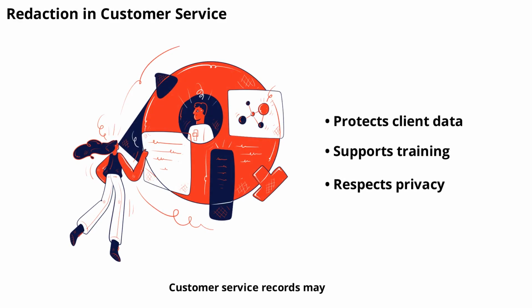Customer service records may contain sensitive information about clients, such as account numbers or complaint details. When these records are shared for training or analysis, redaction is used to remove personal data. This helps companies improve their services while respecting customer privacy.